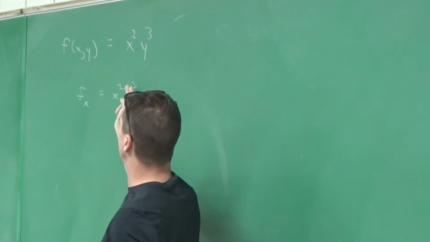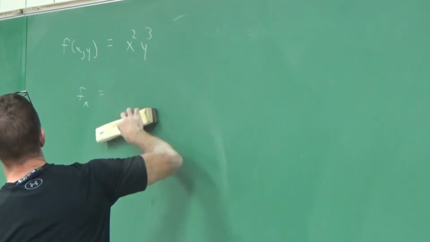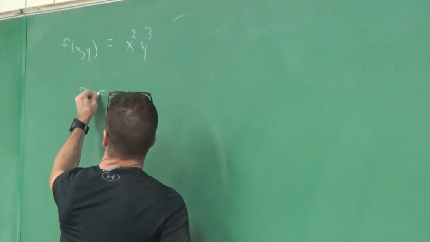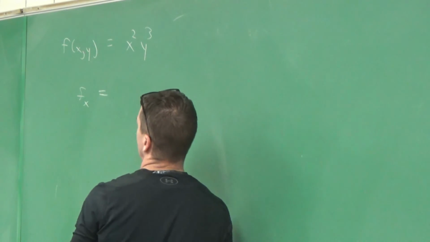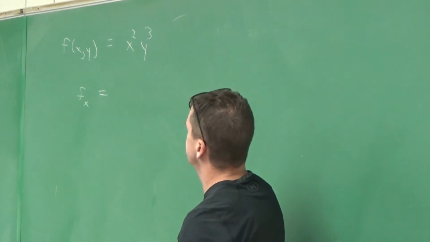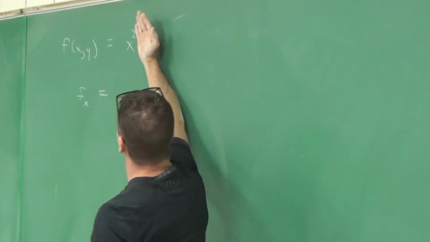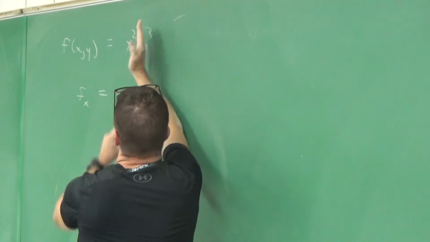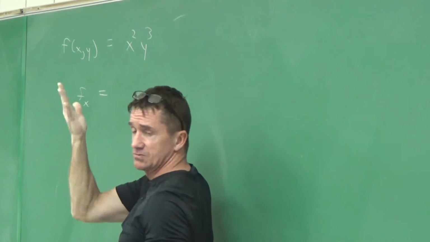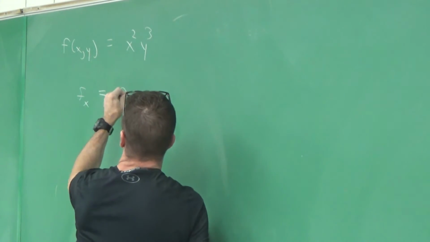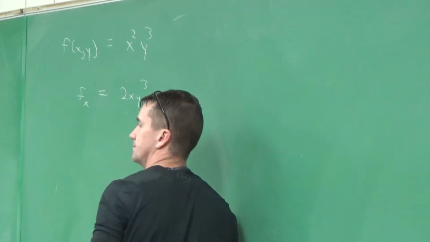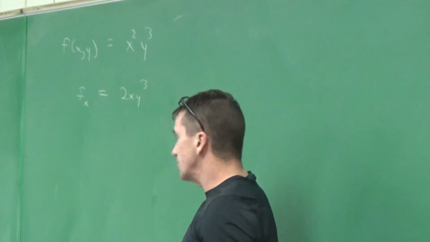What will you get for f of x? Well, let me get this out of the way. What will be f_x for this problem? What will be the partial of f with respect to x? 2x y cubed. So you said this would become 2x, but they held the y cubed constant right next to it, multiplied like it was a 5, and they got 2x y cubed. Good job.